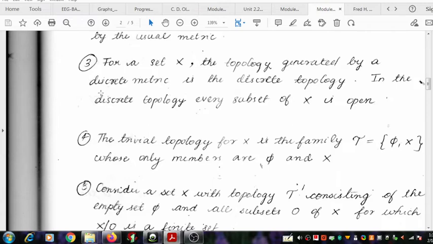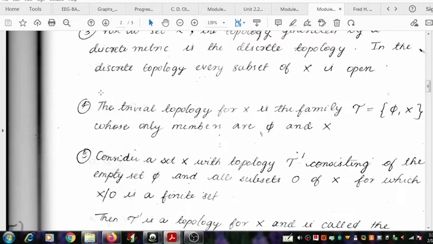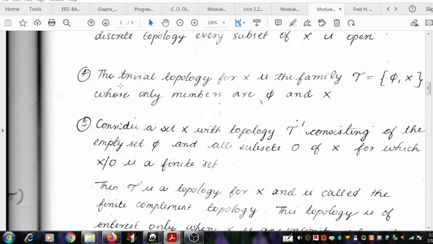Here it has the property that every subset of X is open. Every subset of X is open with respect to the discrete topology. So the fourth example is the trivial topology. Here, for any non-empty set X, in the topology we consider only two subsets: phi, the empty set, and the whole set X, and then it satisfies all three axioms.